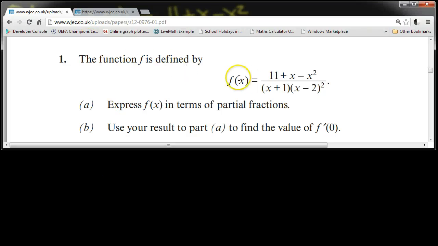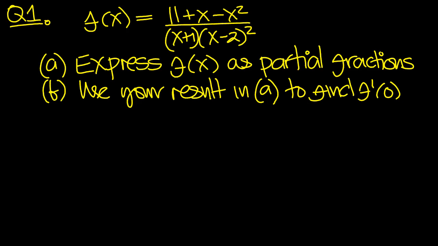The function f is defined by f of x is equal to 11 plus x minus x squared over x plus 1 times x minus 2 squared. A. Express f of x in terms of partial fractions. And B. Use your result from part A to find the value of f dash 0. So let's have a look at this then. I've summarised the question here.